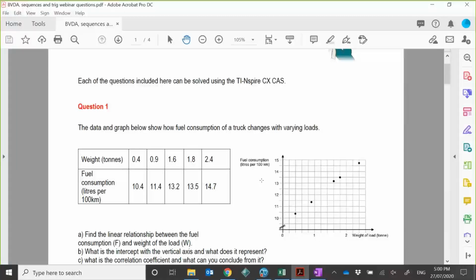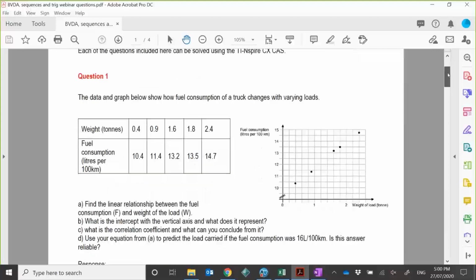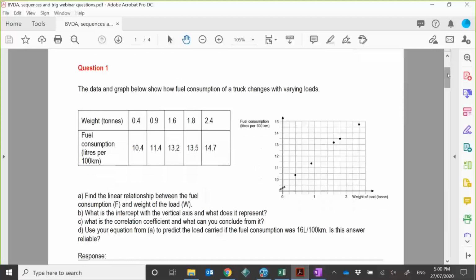Okay, so without further ado, let's kick off. So question 1 here. Let's go through the question and then we'll go through how to attempt this on the calculator. Now, all of these questions, my focus is going to be giving you calculator tips and how to do things efficiently and effectively in a short amount of time.